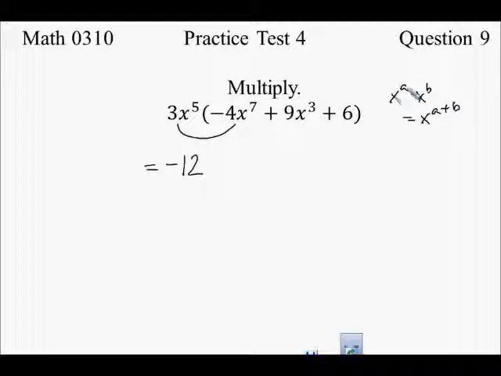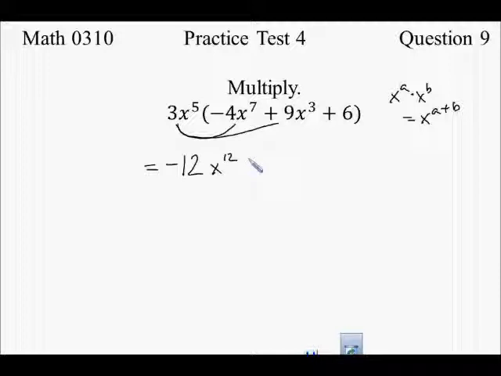So 5x to some power times x to some other power, it's x to the sum of those powers. So x to the fifth times x to the seventh would be the same as x to the 5 plus 7, and that would give us x to the 12th. Okay, next term, so let's distribute 3x to the fifth times our second term here.